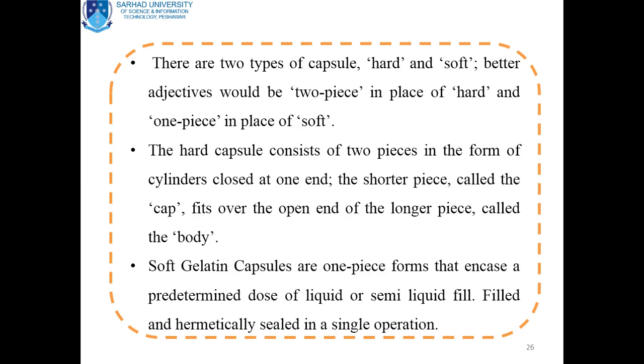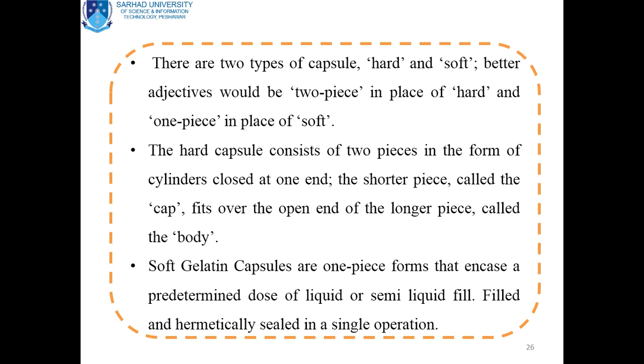There are two types of capsule. The first one is hard gelatin capsule, the second one is soft gelatin capsule. Better adjectives would be two-piece for the hard gelatin capsule, and in case of the soft gelatin capsule, the better adjective would be one-piece in place of soft.